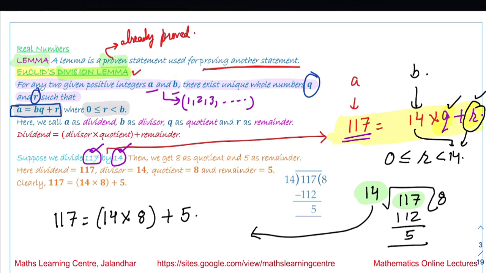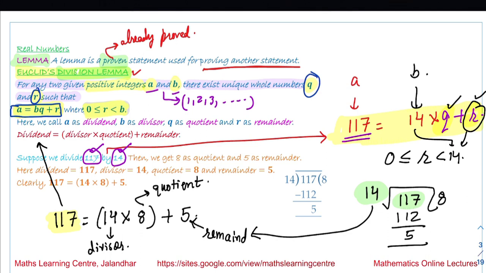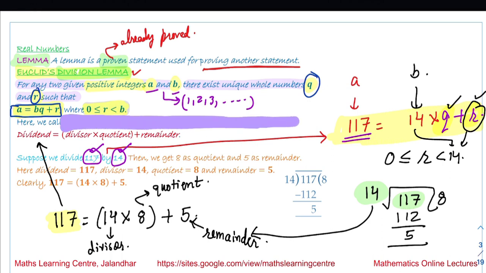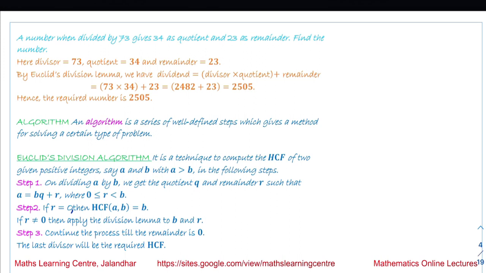So for any two positive integers a and b, we can find whole numbers q and r such that a is equal to bq plus r, and 0 is less than or equal to r, and r is less than b. Now this number a, or this 117, is called the dividend. This 14 is called the divisor. This 8 is called the quotient, and 5 is called the remainder. These are the terms that you have to remember. This is also mentioned over here: a is called dividend, b is called divisor, q is called quotient, and r is called remainder.